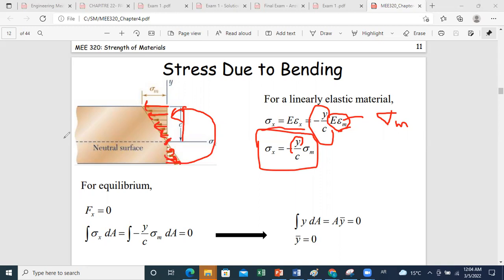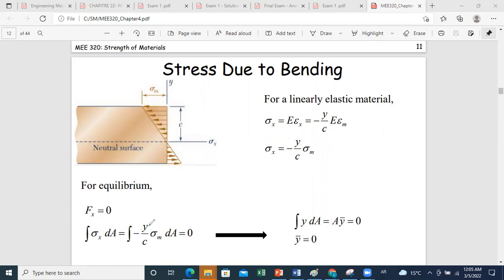So if we go back to the equilibrium condition, that f of x is equal to zero, and we replace sigma x by the expression we derived now, which is minus y over c sigma m, then we deduce that the condition of equilibrium along x is that integral minus y over c sigma m dA is equal to zero. Since sigma m and c are constants, we can take them outside of the integral, and the result is that integral y dA should be equal to zero.